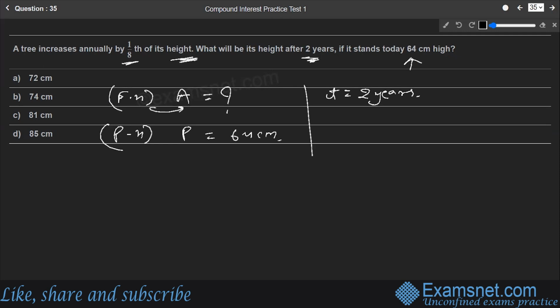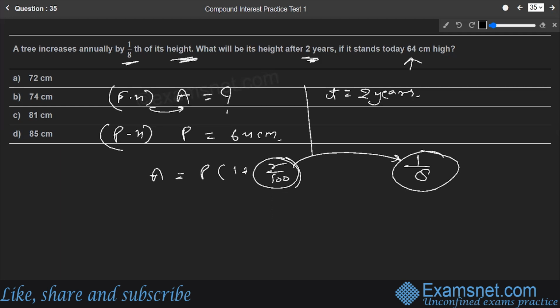What else? They say a tree increases annually 1/8 of its height. Okay, so every time the increment in it is 1/8. So if we have a formula in which amount is equal to P times 1 plus R over 100, this R over 100 actually tells us the growth value. Okay, so in place of this R over 100, he has given us 1/8. So R over 100 is actually a fraction in terms of 100, and in terms of this R over 100, he has given 1/8. So R can be taken as 1/8.